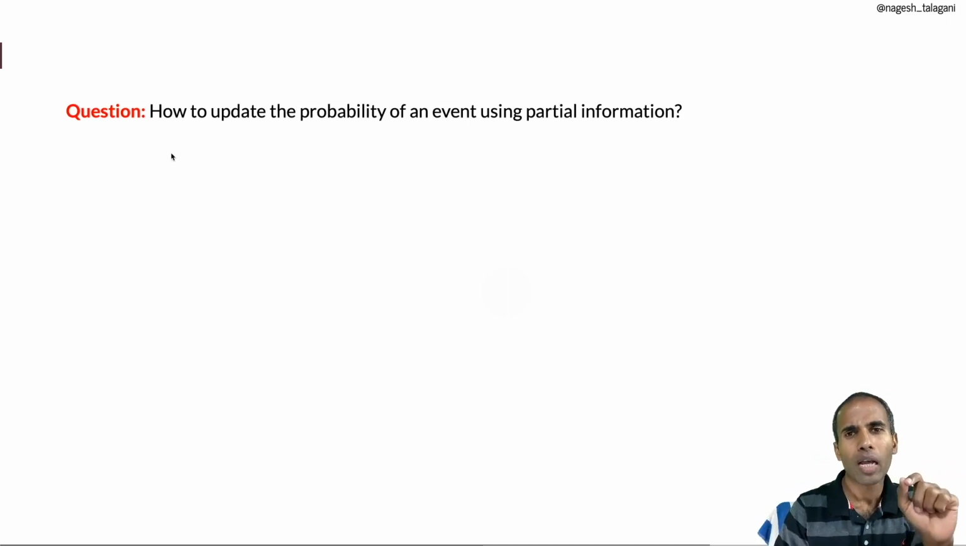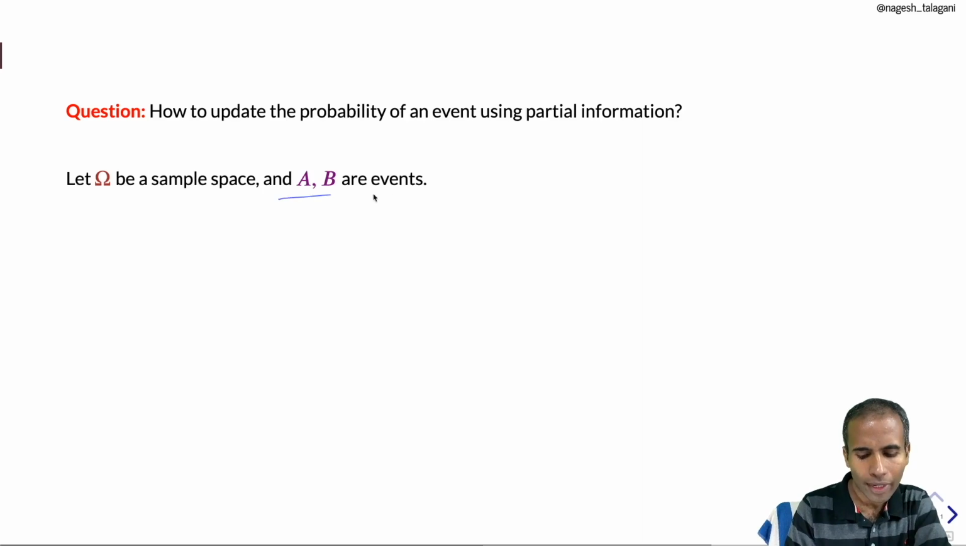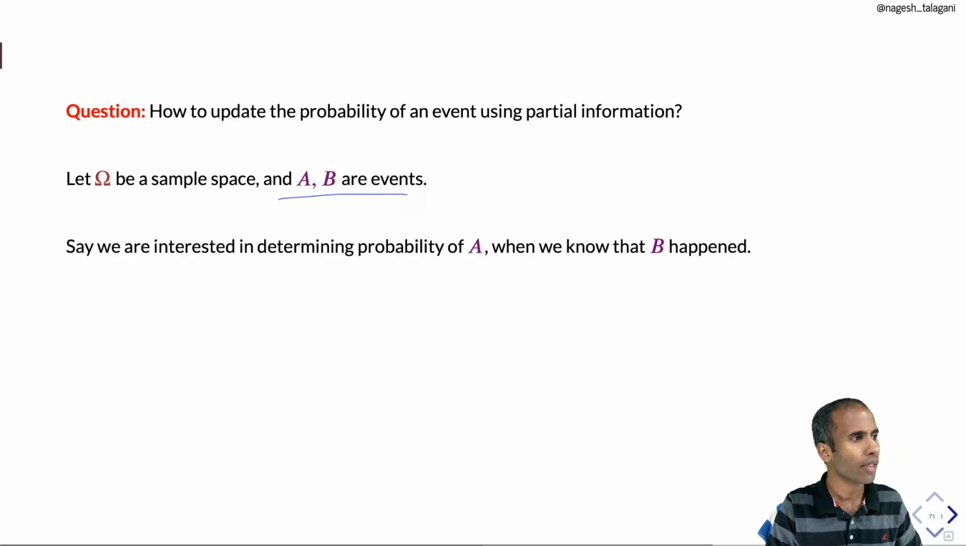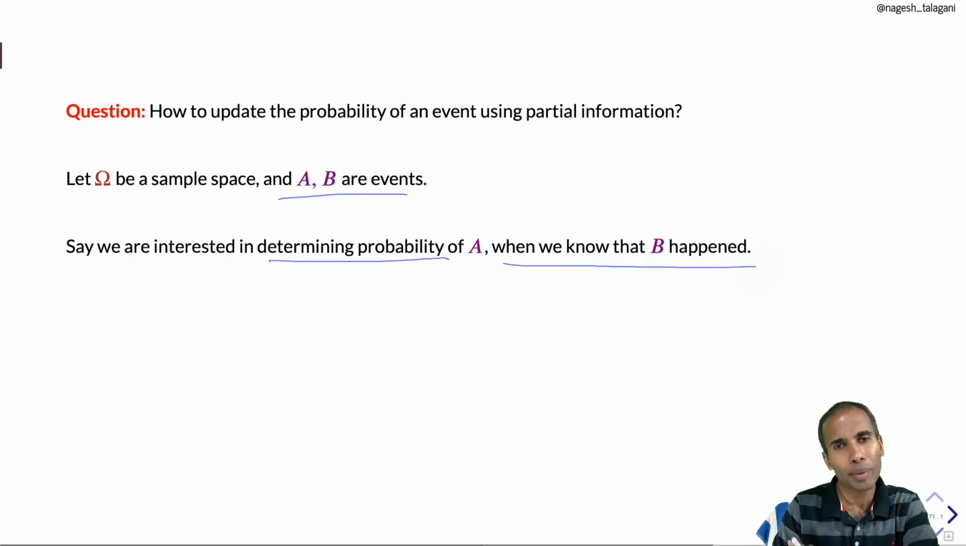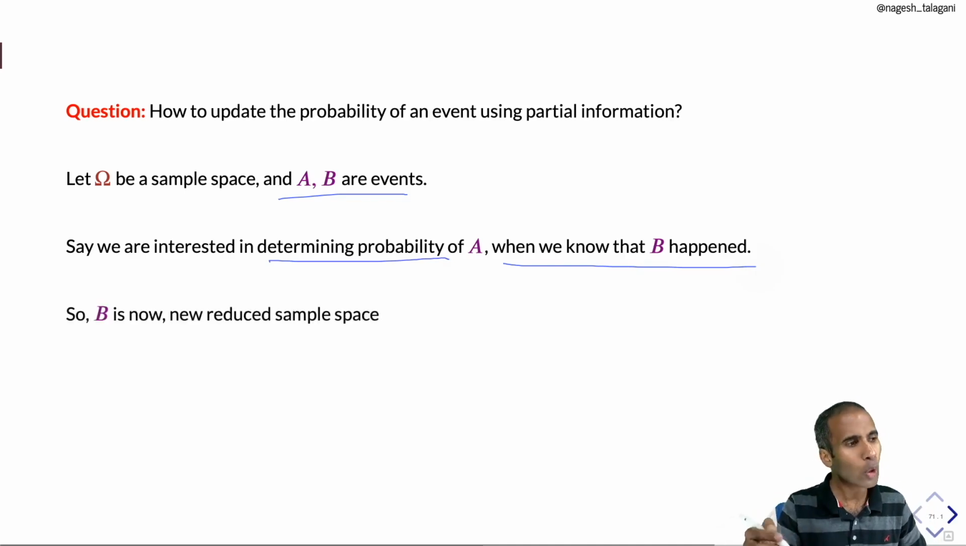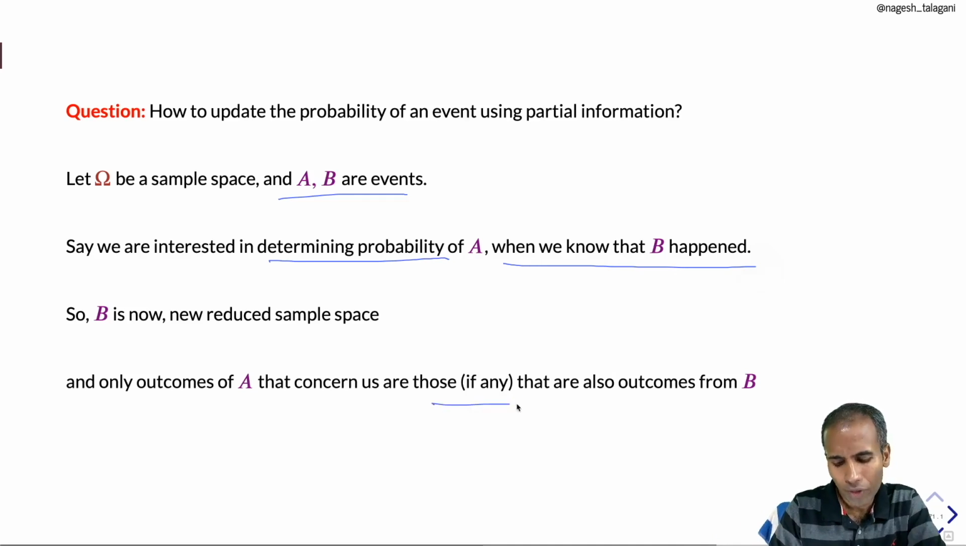To get an intuition, let us consider a random experiment whose sample space is finite and outcomes are equally likely. Let omega be the sample space and A and B are two events. Say we are interested in determining the probability of A when we know that B already happened. So when we know B already happened, B becomes our new reduced sample space, and the only outcomes of A that concern us are those, if any, that are also outcomes from B, meaning outcomes from A intersection B.